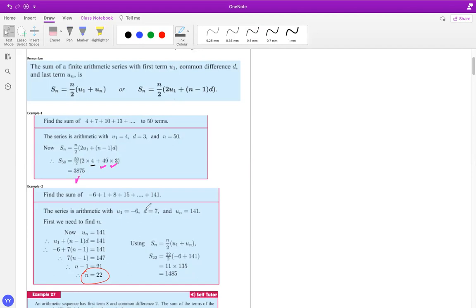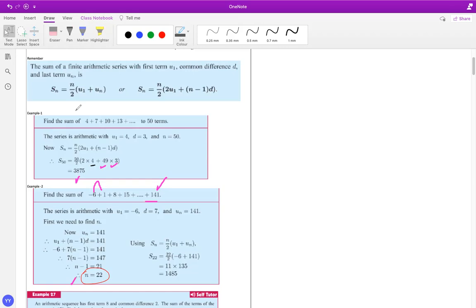But look at the second one, where you don't know the number of terms at first. They have just given the sequence -6, 1, 8, and 15. So equate the last term, which is 141, to the nth term formula. The nth term formula is -6 plus n minus 1 times the difference. The difference here is +7. So that comes out here, and you get the n value. So you're actually adding 22 terms.